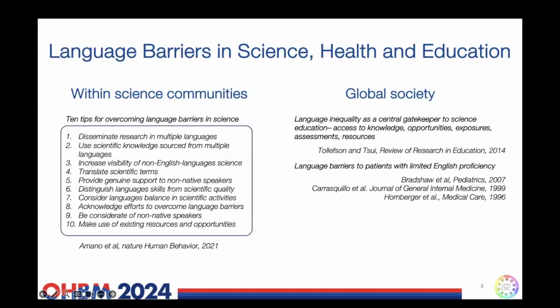Language barriers, especially for non-English speaking individuals, have been recently highlighted across diverse domains. Within our science communities, the field is more and more recognizing the issues related to language barriers in science, publication, training, and evaluation to measure productivity in academia. For example, people have suggested several approaches to reduce this gap, such as the 10 tips for overcoming language barriers in science, you can see.